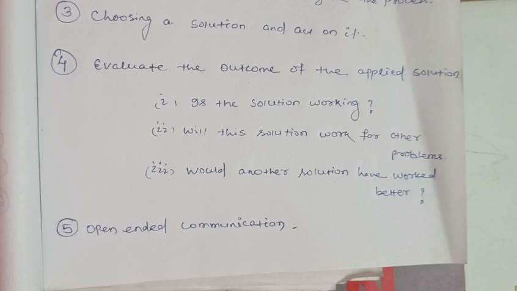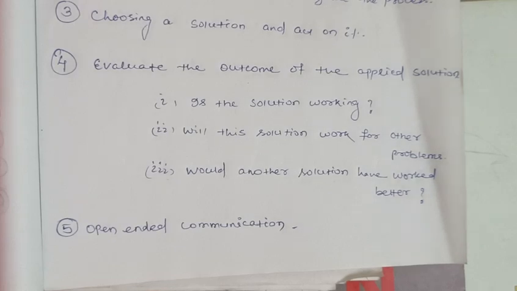Okay, then would another solution have worked better? So then also we have to analyze whether this solution is working properly or the other solution would work better. Okay, is this solution working well, or if I had given another solution, would it have worked better? Okay, so for that I have to do the experiment. Okay, experimentation process. So in this way I have to find the solution of a particular problem, or we can say particular conflict.